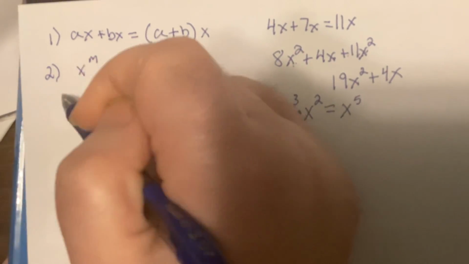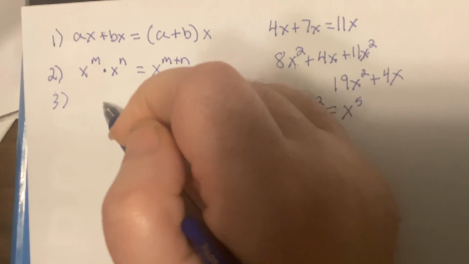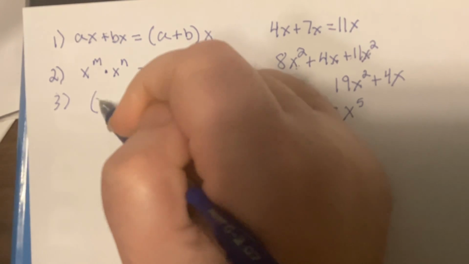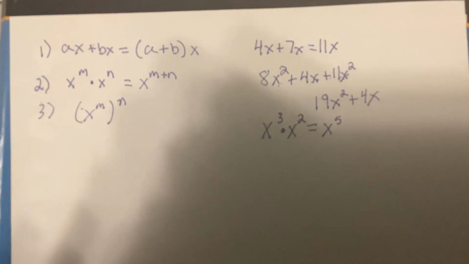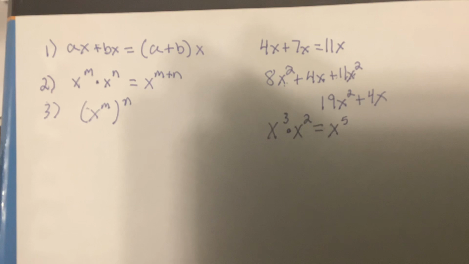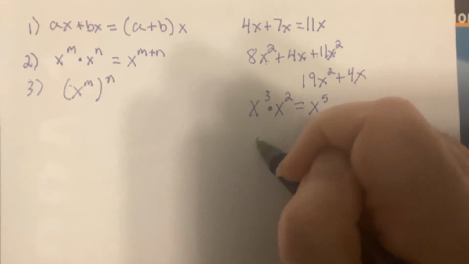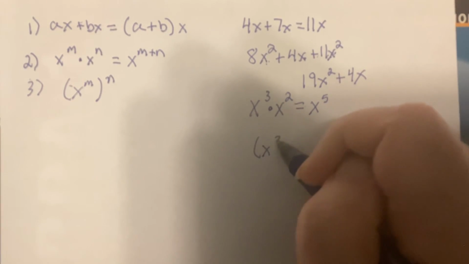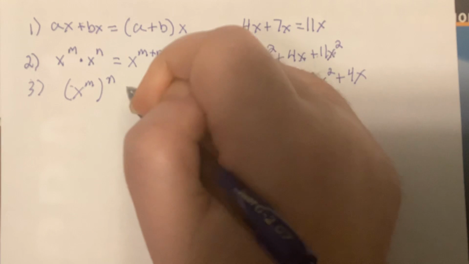Okay, then we had the last law that we did last week. What do you do when you have a base to a power and you raise it to another power? When you have a base to a power like x cubed to the 10th, and you raise another power, you multiply the powers.